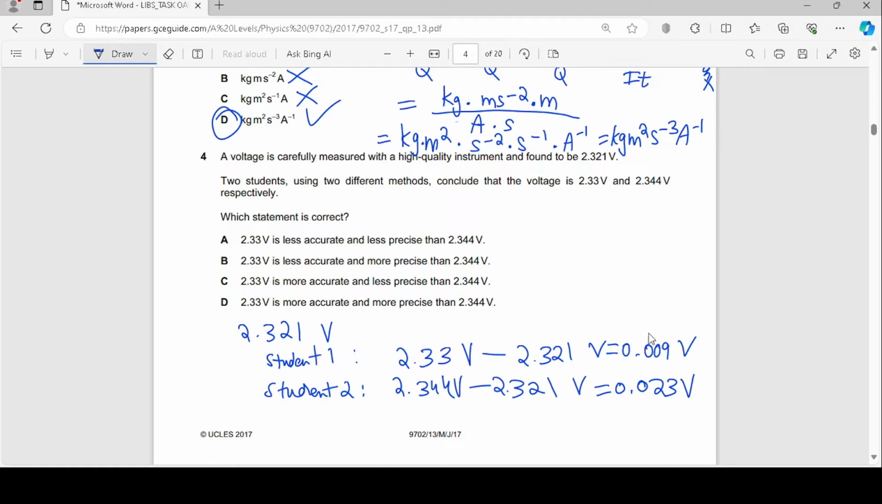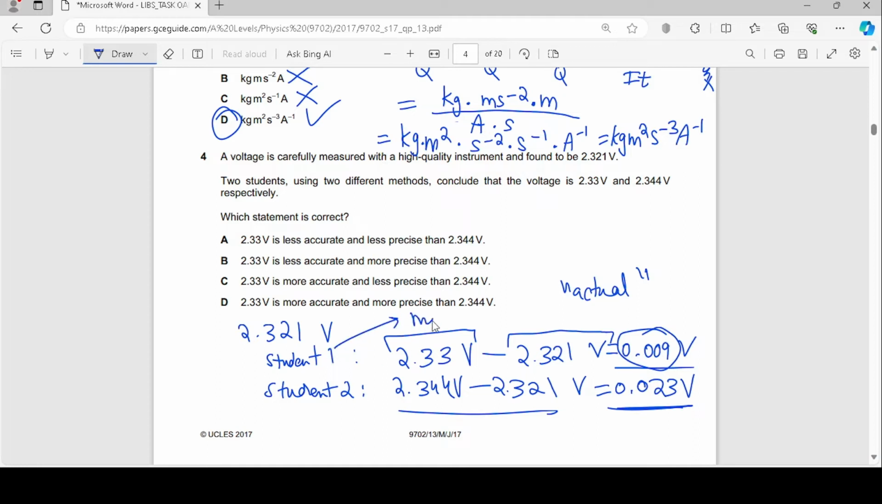So the difference between student 1's value and the actual, or perhaps the more accurate value, is 0.009, whereas the difference between these two values is 0.023. As you can see, this is a much smaller difference. So that means that student 1's value is more accurate, right? Because it's closer to the true or known value. Okay, so if they're saying 2.33 is less accurate, that's wrong, because it's actually more accurate.